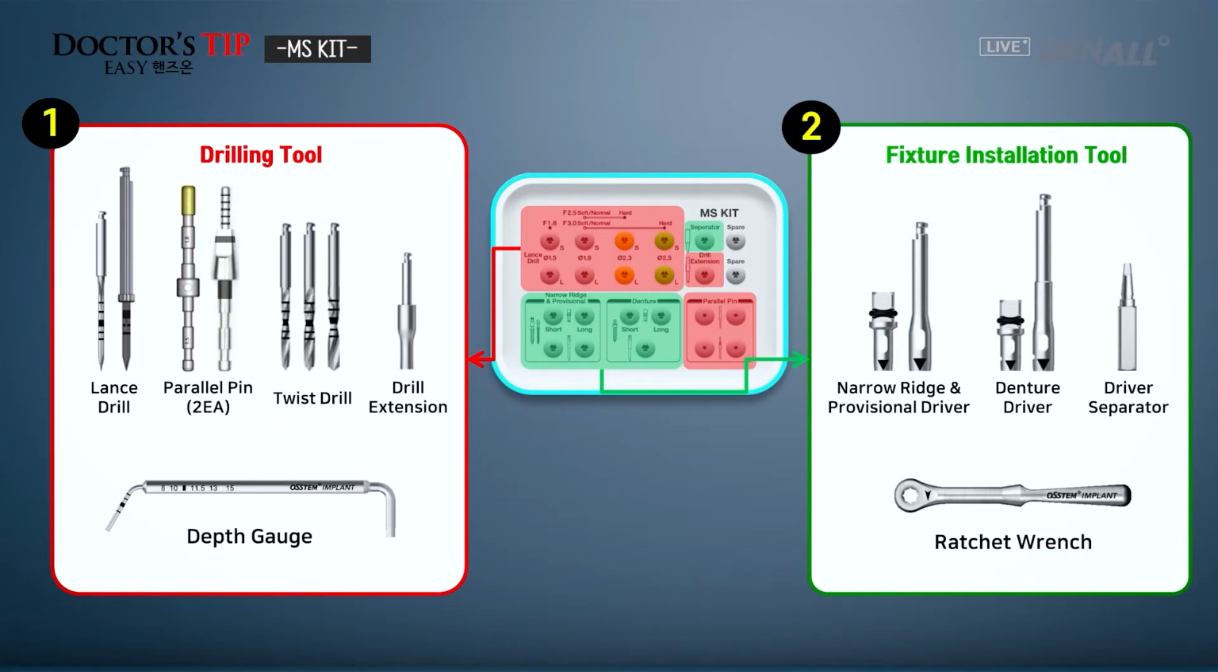This is how the kit consists. It has two tools. First, to place the implant, you have tools for drilling, and to place the fixture, you have the installation tool.